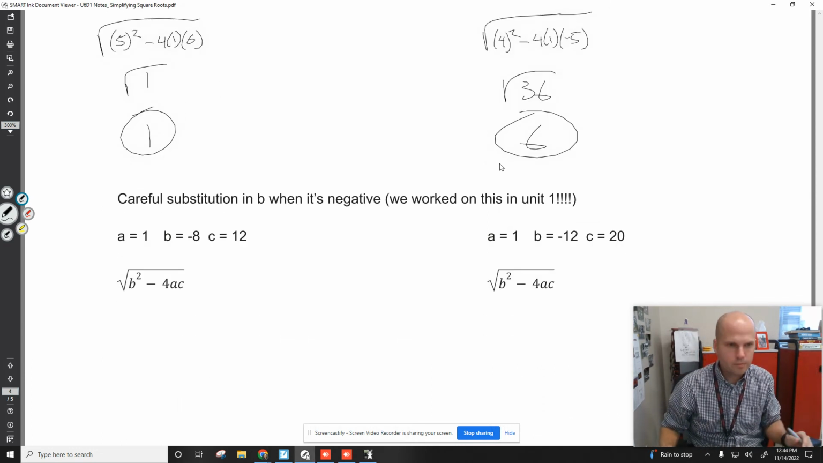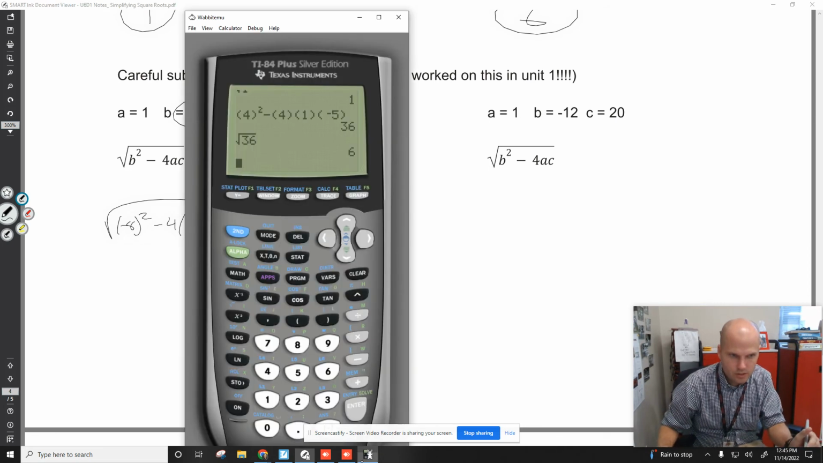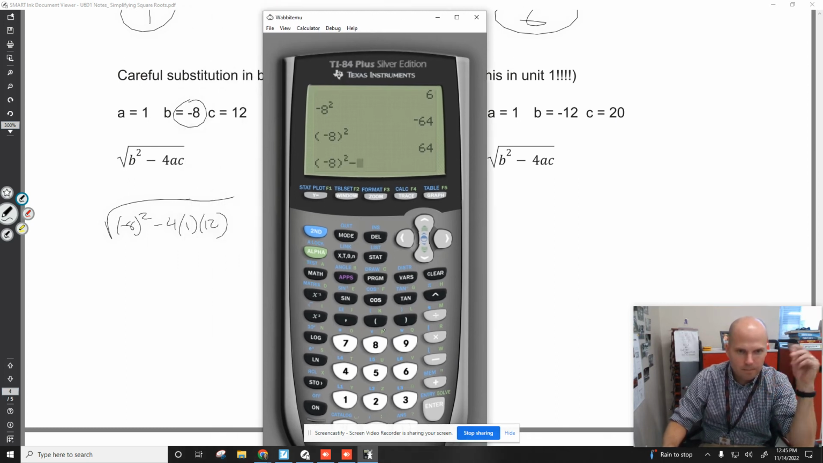Okay, this is what we're doing. Be careful when b is negative. If b is negative, make sure you have this around parentheses because negative 8 squared should give you a positive 64. Watch. If you plug in negative 8 squared without parentheses, your calculator deceives you. Your calculator says, oh, I know what 8 squared is. It's 64, and then I'm going to make it negative. But you know that negative 8 squared, negative 8 times negative 8, is positive 64. So again, just use parentheses, and you'll be okay.